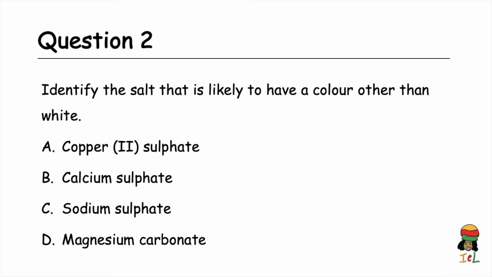Question 2. Identify the salt that is likely to have a color other than white. A. Copper 2 sulfate. B. Calcium sulfate. C. Sodium sulfate. D. Magnesium carbonate. The answer is A. Copper 2 sulfate. Recall that salts containing the ions of transition metals are usually brightly colored.